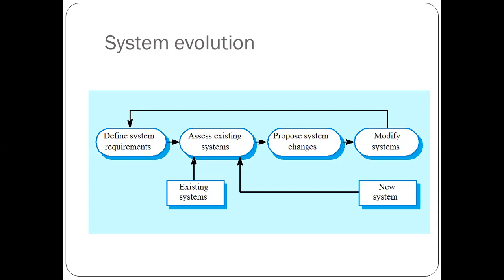Now you can see here the existing system we have. We already have the existing system. Then we will assess the existing system and we can proceed further. Modify system. Again, we will check the system requirements, whether we are fulfilling all those requirements or not. And another method you can see here is the new system. Just define system requirement, assess existing systems. Here we can have the new system.